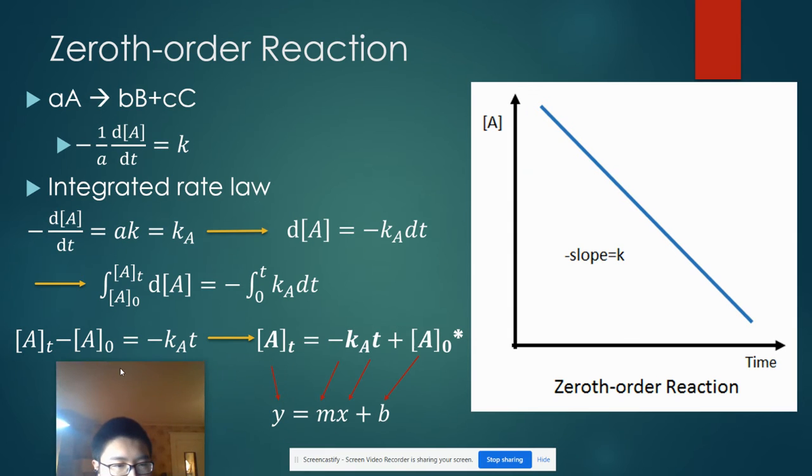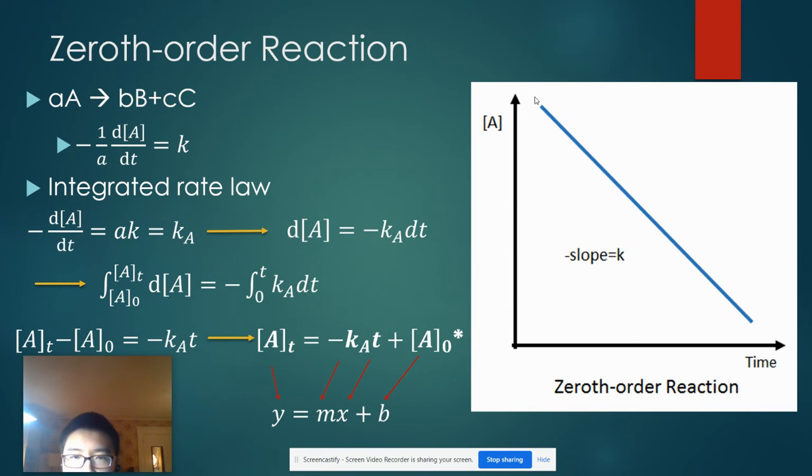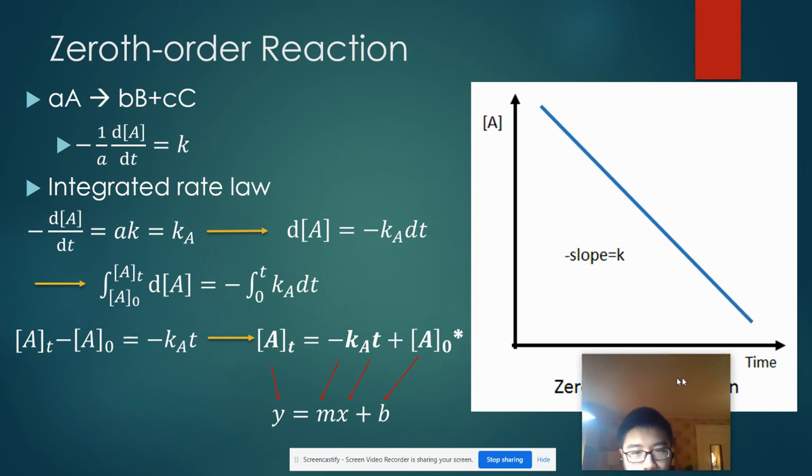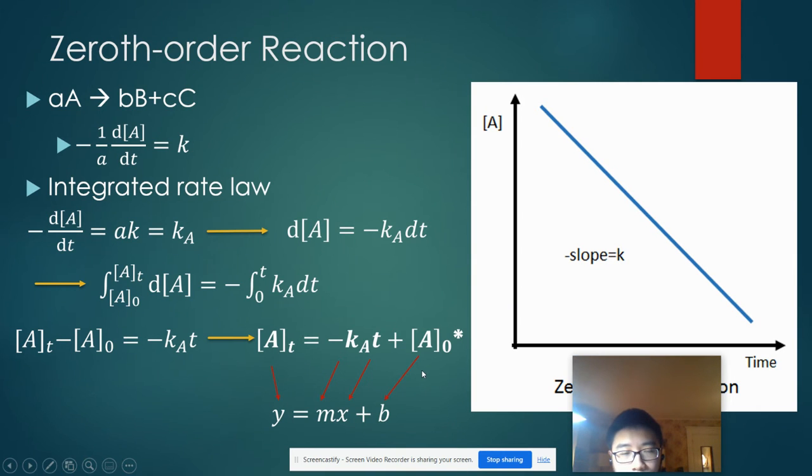The graph of the concentration of A and time. As you can see, because this is in the form of a linear function, the graph is linear, and the slope is negative k_a. Remember, k is positive. a must be positive, of course, because it's a coefficient. So k_a is positive, so negative k_a is negative. That means the slope is downward sloping, is negative. All right, so let's go to the next slide.